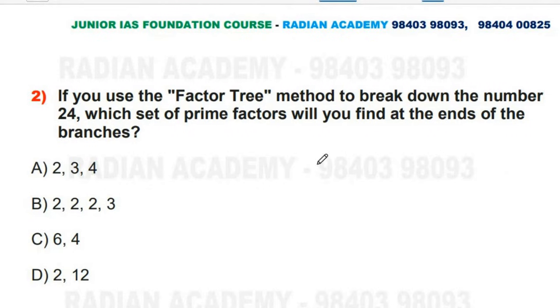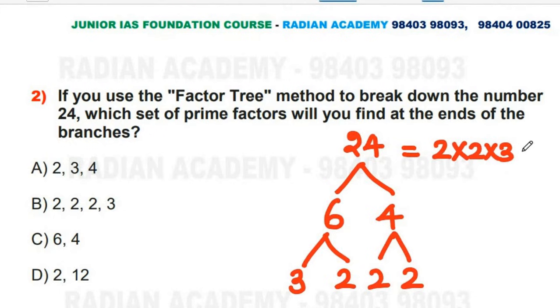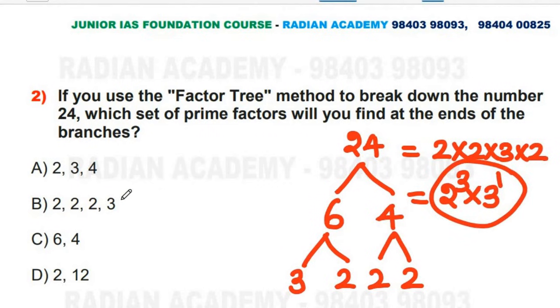Super, everyone did correctly. So this is 24. By the factor tree method, I can divide 24 first as any two numbers: 6 into 4. Then 6 is 3 into 2, and 4 is 2 into 2. Therefore, 24 can be written as the product 2 into 2 into 2 into 3, or 2 power 3 into 3 power 1. Therefore, what is the answer? Option B. Excellent, everyone answered correctly.